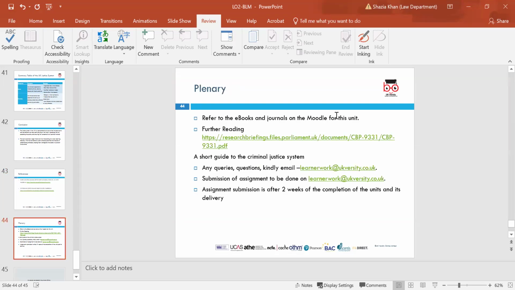Plenary, please refer to ebooks and journals on Moodle for this unit. Further reading, I've done a research briefing there on the criminal justice system in the UK. It's a short guide to the criminal justice system. Have a read of that, it's really interesting.